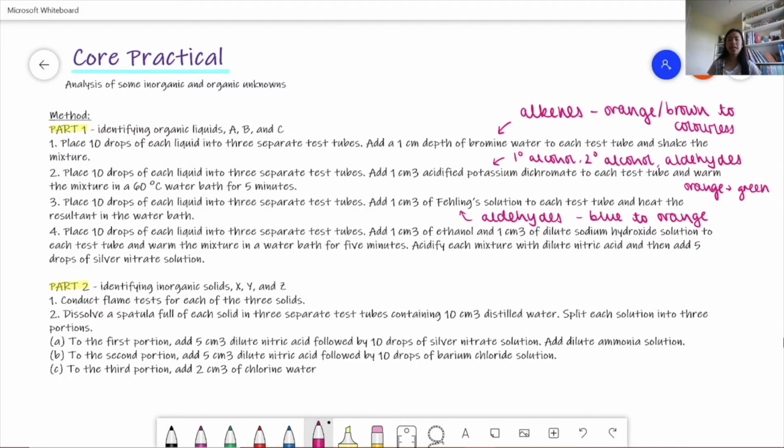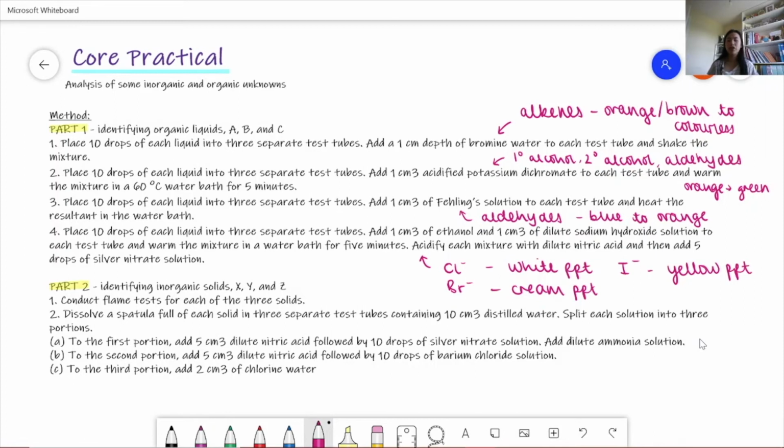And then finally, we place 10 drops of each liquid into three separate test tubes, and this time adding ethanol and dilute sodium hydroxide solution and warming this mixture in a water bath. We then acidify each mixture with dilute nitric acid and then add 5 drops of silver nitrate solution. So this identifies halide ions. For the chloride ion, we get a white precipitate. For the bromide ion, we get a cream precipitate. And then for the iodide ion, we get a yellow precipitate.